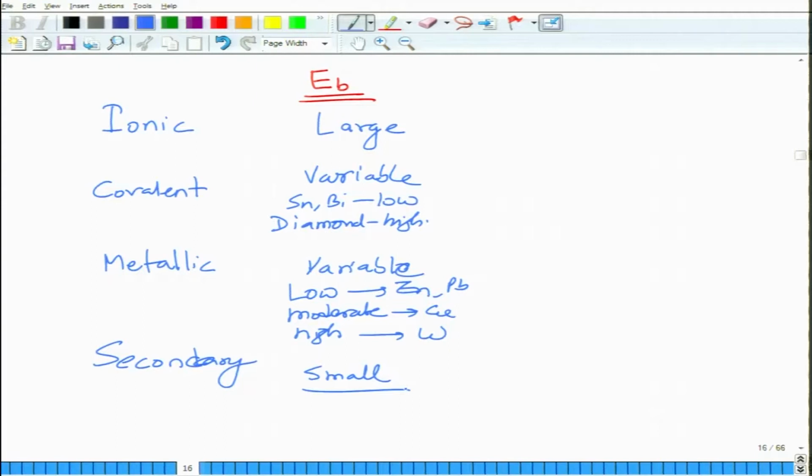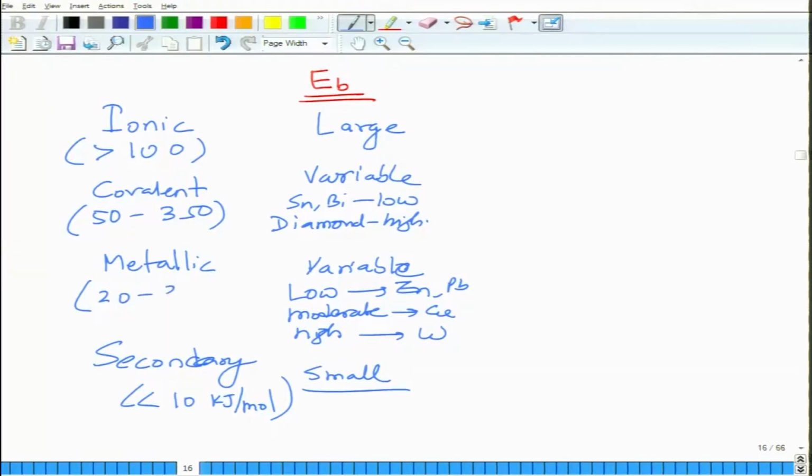It will have a bond energy which is less than 10 kilojoules per mole. So, typically it is less than 5 to 10 kilojoule per mole. In fact, it is even lower than that. So, ionic we are looking at typically values greater than 100. Covalent we are looking at values between 50 to let us say 350. Metallic again will be anywhere from 20 to 350, and secondary will be very low, less than 10, but typically on the lower side they would be less than 1 kilojoule per mole. And another thing that you want to know is the nature.